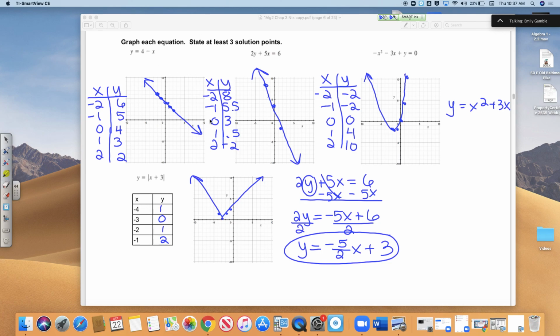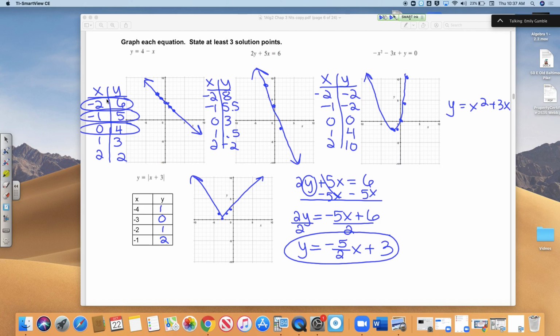But the first one is a linear equation. I have the table here. I have the values. It says state at least 3 solution points. Well, when you have a table, you have a bunch of solution points. So like I could say that -2, 6, -1, 5, and 0, 4 are 3 solution points. But everyone can have different answers because there's infinite solutions for each line.